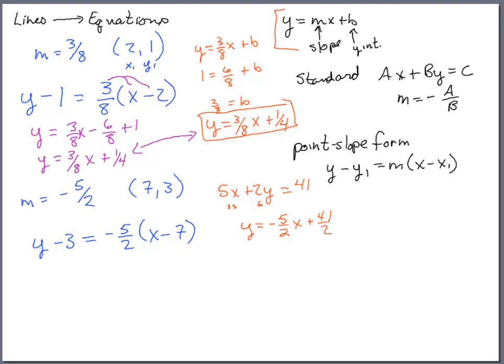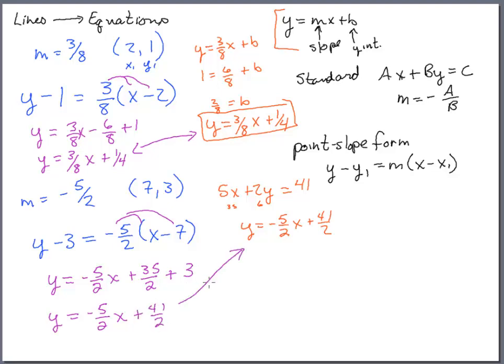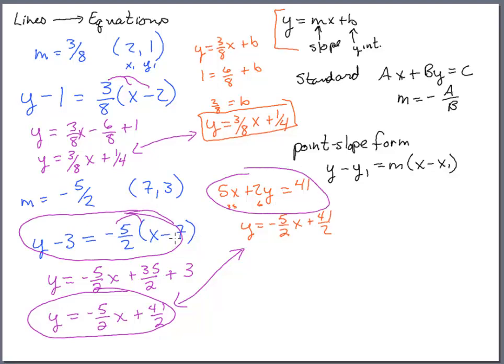So let's simplify this and see what happens. y equals negative 5/2 x plus 35/2, and I'm going to add 3. Okay, so I've just distributed that through and added 3 to both sides of the equation. So now I get y equals negative 5/2 x, 35/2 plus 6/2 is 41/2. It's a stinking miracle. These all represent the exact same equation of a line.